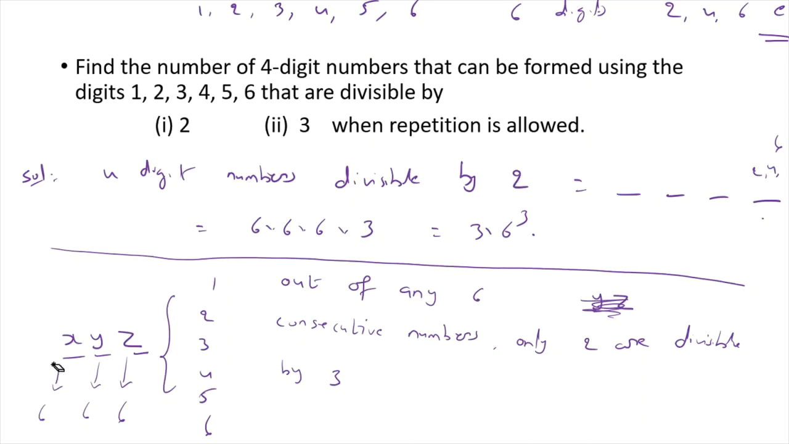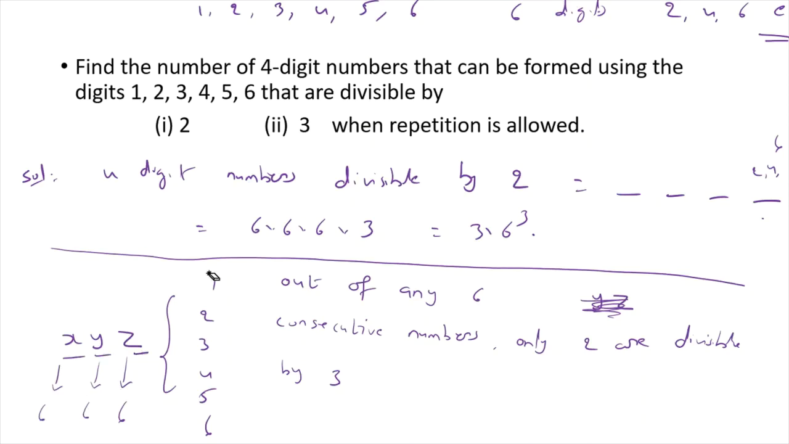So here I don't know what is x, and here I don't know what is y, and here I don't know what is z. Therefore I cannot find the sum of these digits. So what I will do here is, I will first fill the first 3 places in any manner which I want. So I can fill the first 3 places like this, x, y and z, which can be done in 6 ways, 6 ways, 6 ways, which is 6 raised to 3 ways.